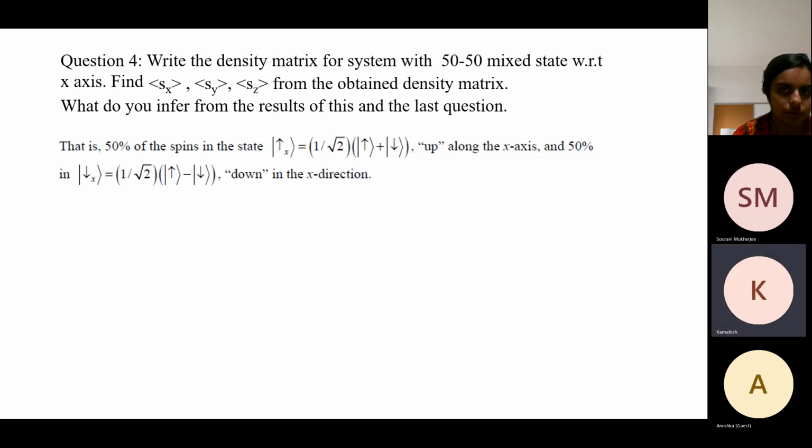So if we have two basis vectors, in any basis you have two basis vectors, and there is half probability of being in one basis vector and half probability of being in the other basis vector. How do you write the density matrix?